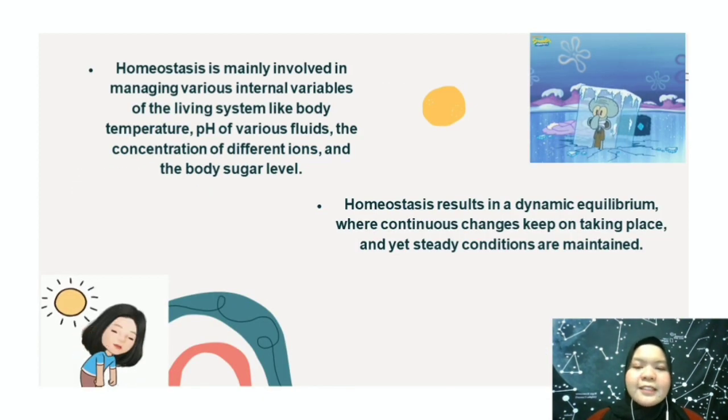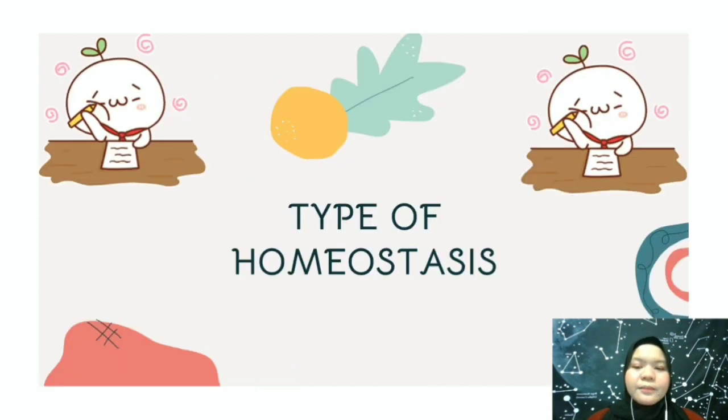First, homeostasis results in a dynamic equilibrium where continued change keeps on taking place and yet steady conditions are maintained. Second, homeostasis is mainly involved in managing various internal variables of the living system, like body temperature, pH of various fluids, the concentration of different ions, and the body sugar level.